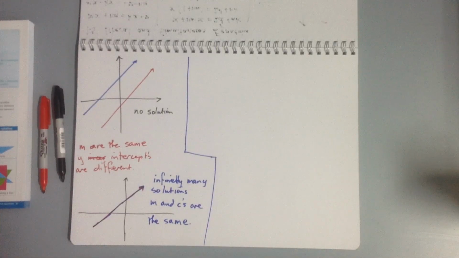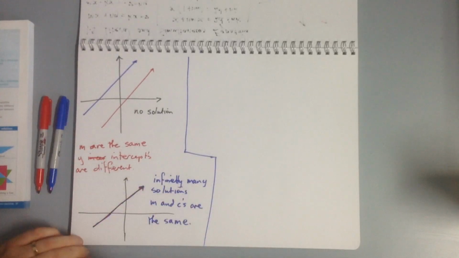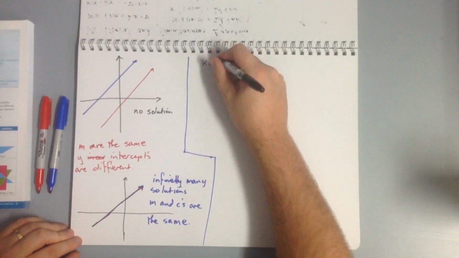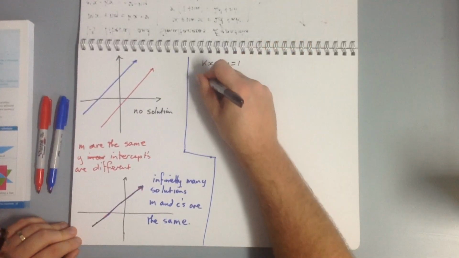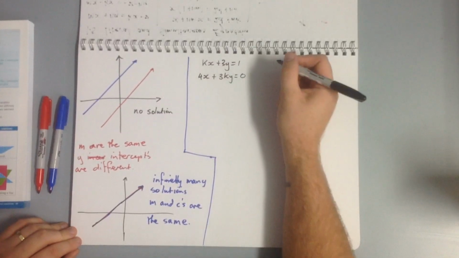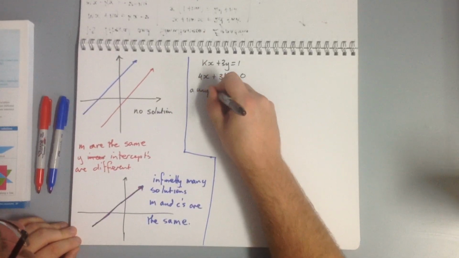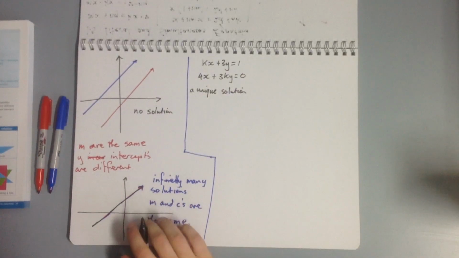So what they like to do is give you a situation and tell you that there's one solution, or what's this value going to be if there's going to be one solution, those type of questions. Okay, so we'll look at doing a worked example along those lines. So we want the value of k for our system of equations, which is kx plus 3y equals 1, and we've got 4x plus 3ky equaling 0. Okay, so we want to find k so that we have a unique solution.